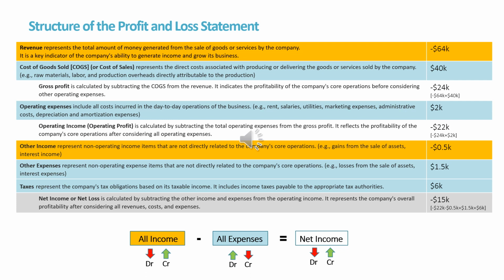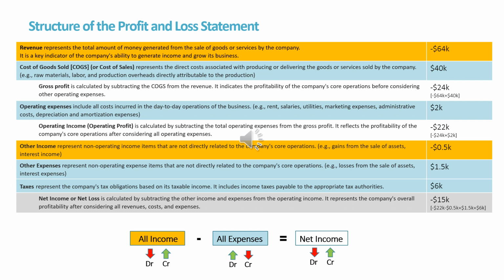To make this clearer, I've added symbolic values to each element of the PLN statement. Let's take a closer look. For example, we see that the total revenue or sales amount is $64,000, and it's recorded as a credit because it signifies income. On the other side, the cost of goods, which is an expense, stands at 40K and it's shown as a debit, positive value.